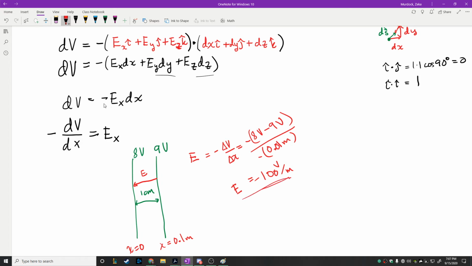So does that make sense? That's all it is. It's just delta V over delta x. That's how you do it. It's literally what that means right there. Any questions?